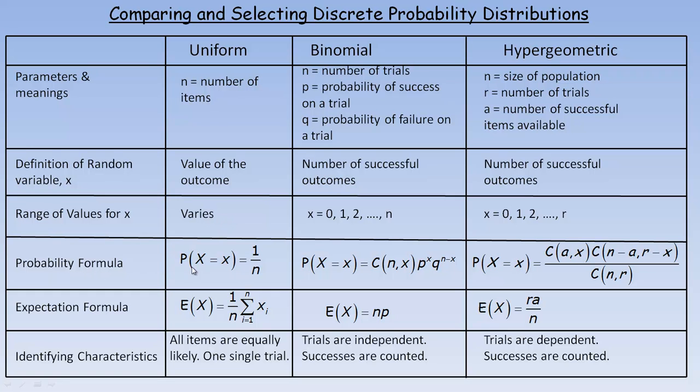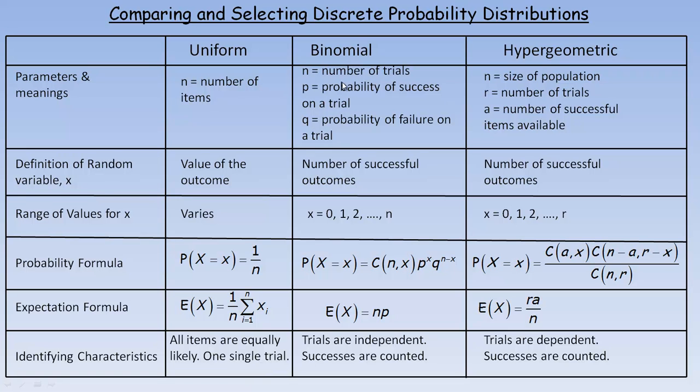The probability formula, the probability x equals each of the outcomes, is 1 over n. So for example, 6-sided die, then each outcome has a chance of 1 over 6 of happening. If it was a 10-sided die, then it would be 1 chance in 10. The expected value formula is just 1 over n times the sum of all the outcomes. Or you can go 1 over n times each outcome individually, plus 1 over n times the next one, plus 1 over n times the next one, and that's how you can calculate the expected value. One of the identifying characteristics of the uniform is that all items are equally likely, and there's one single trial.